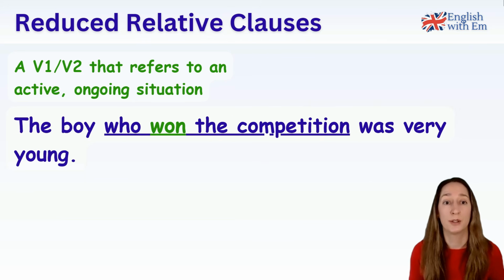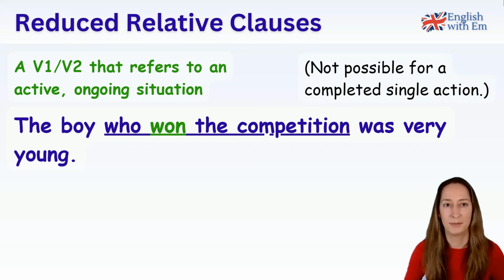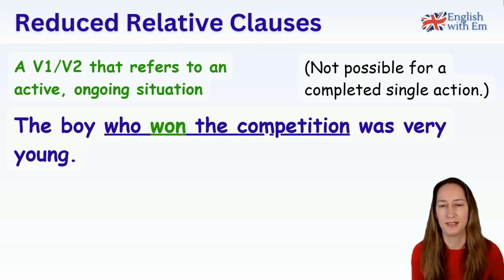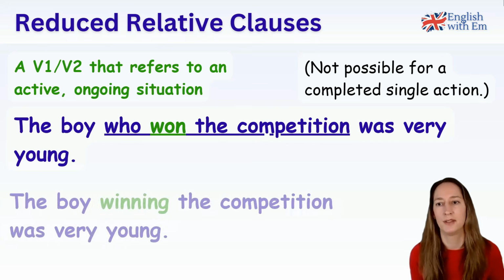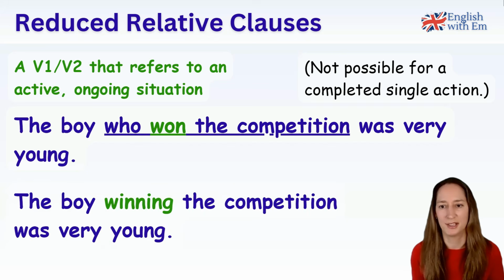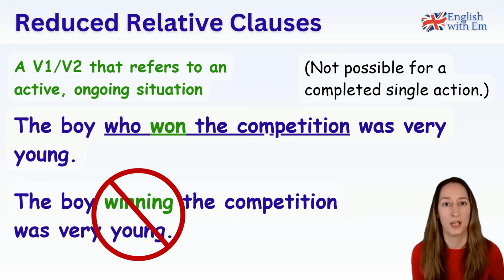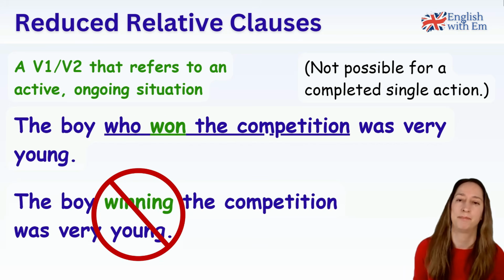The boy who won the competition was very young. So this doesn't work because it is a completed single action. So, this is just plain wrong. The boy winning the competition was very young. No, don't do it. Okay, it has to be an active, ongoing situation.